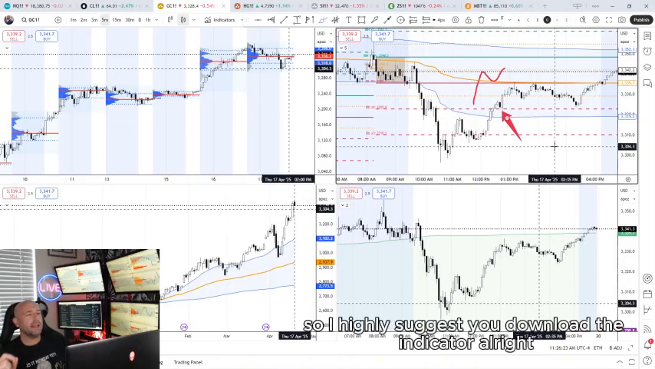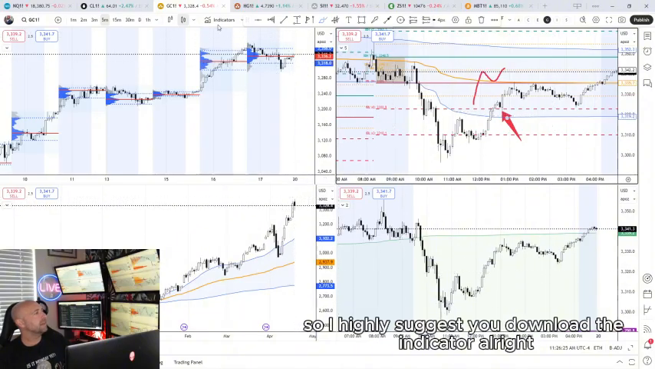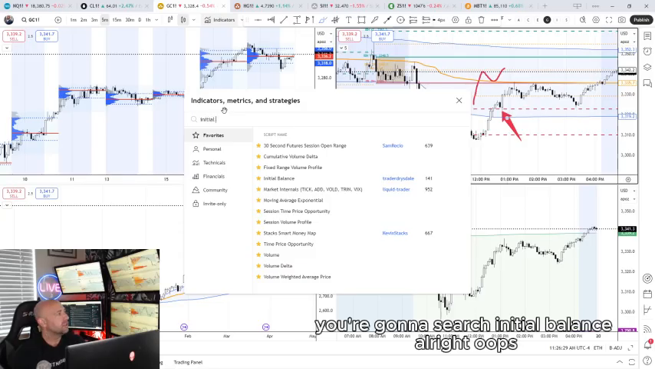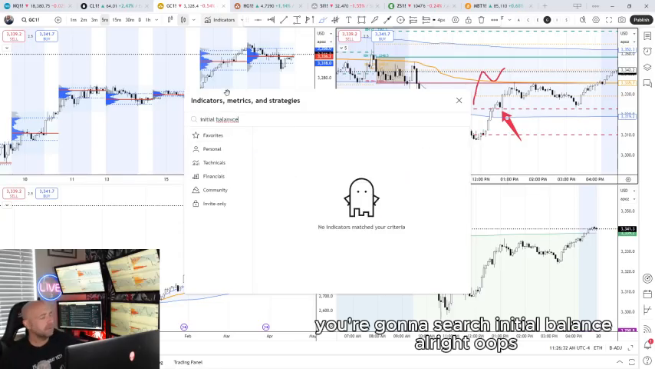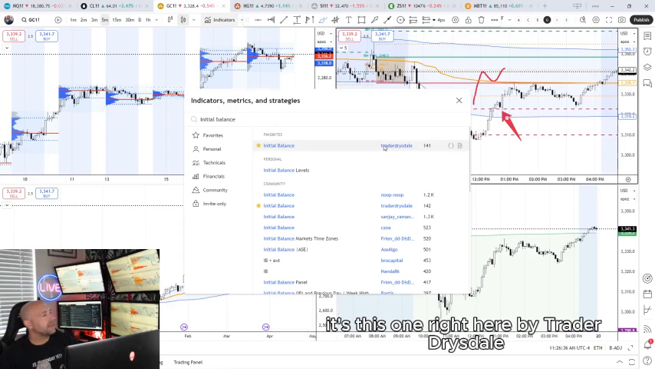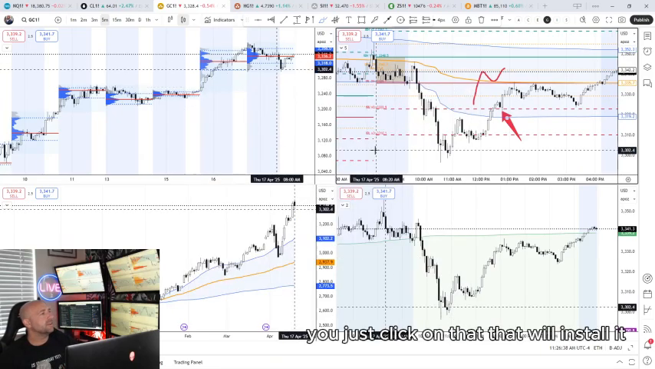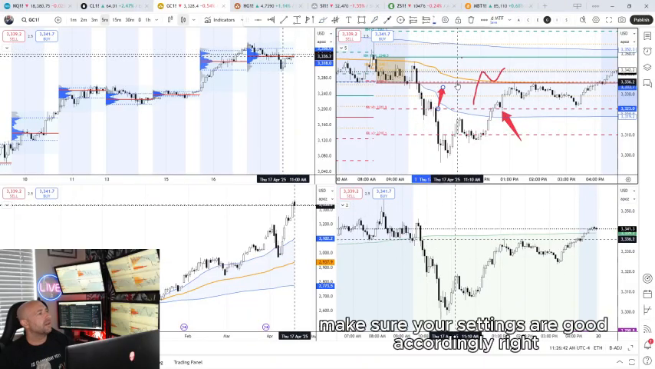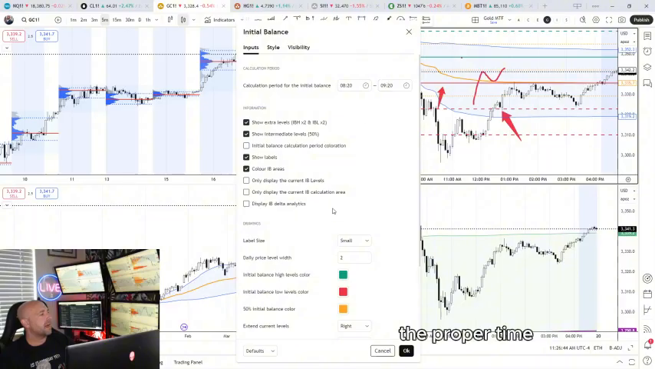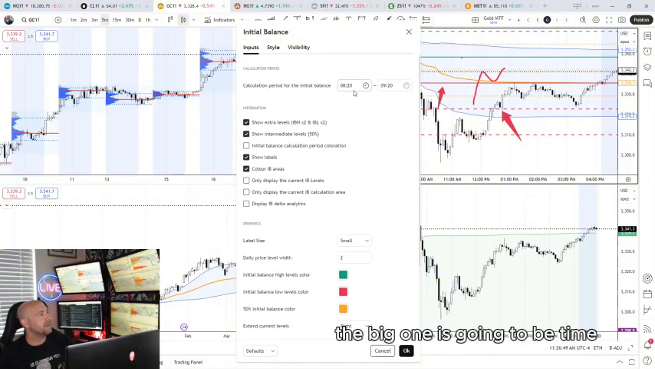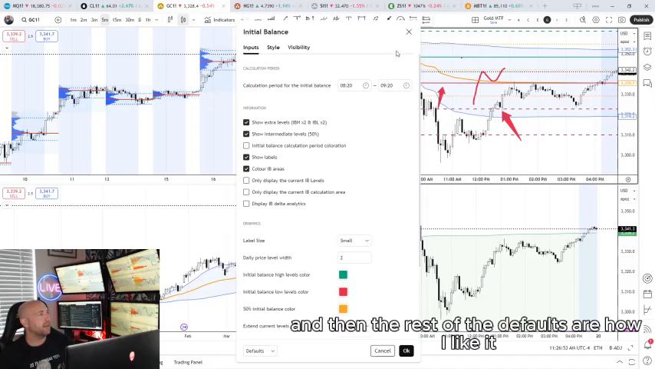So I highly suggest you download the indicator. You go to indicators, you're going to search initial balance. It's this one right here by Trader Drysdale. You just click on that, and that will install it. Make sure your settings are good accordingly, the proper time. Pretty much all of these defaults are fine. The big one is going to be time. And then the rest of the defaults are how I like it.